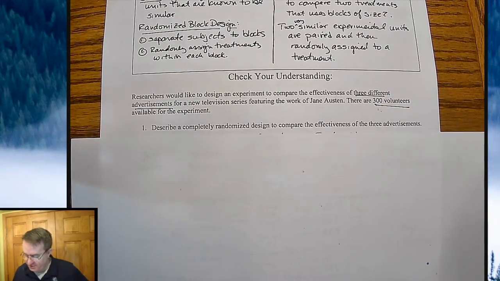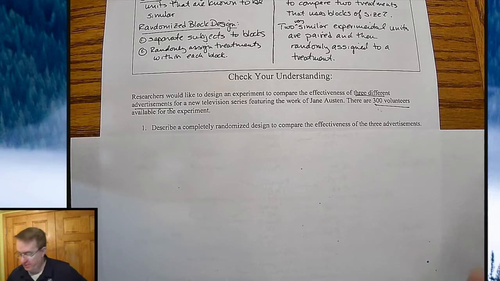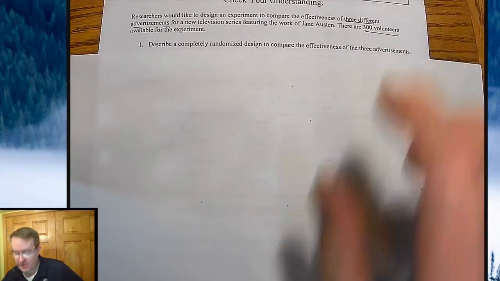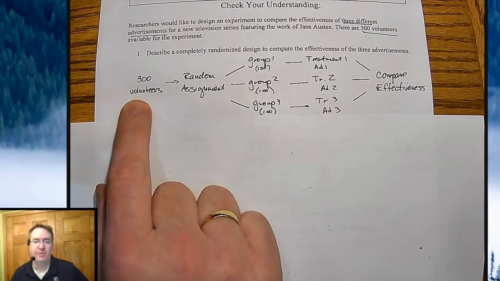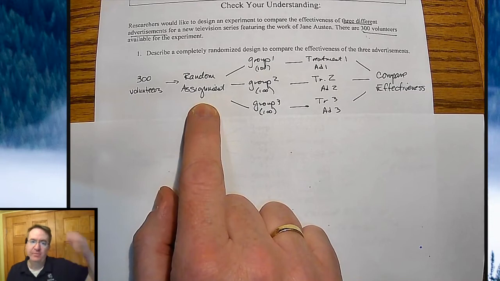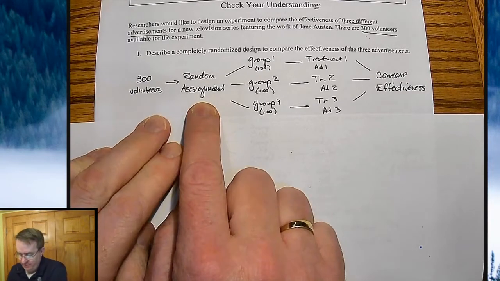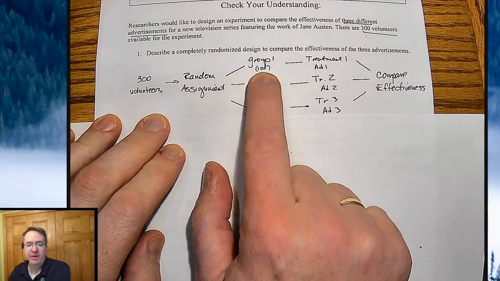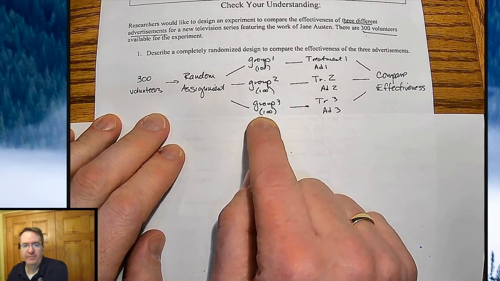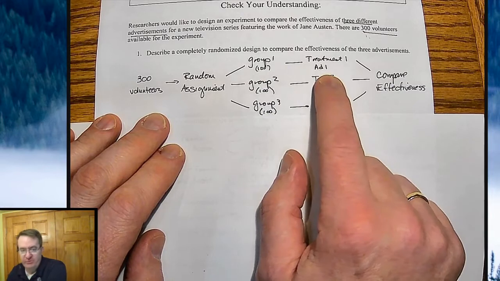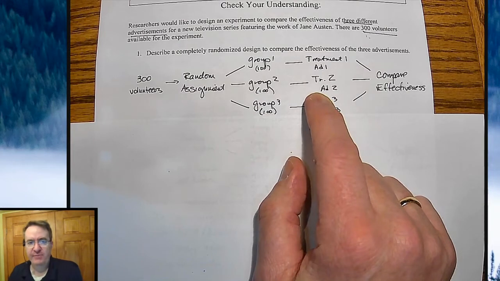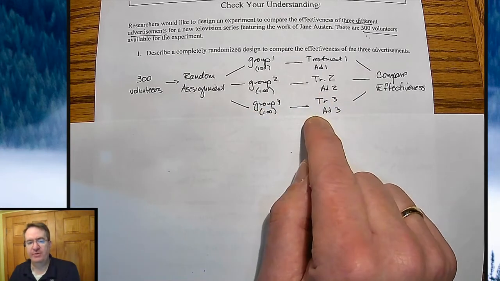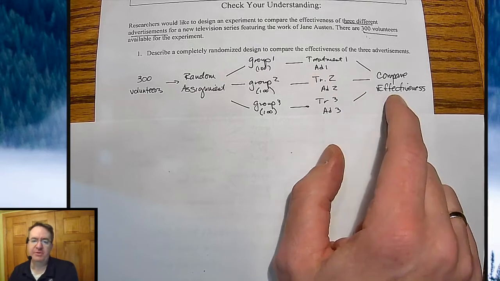The first thing that you're asked to do is design a completely randomized design to compare the effectiveness of those 3 advertisements. So that is what I came up with. You have 300 volunteers. We assign them randomly, and again, we know what that would entail. So we have simple random samples. We have one group of 100, a second group of 100, and a third group of 100. The first group gets treatment number 1, which is the first ad. The second group gets the second treatment, that's ad number 2. And then the third group gets the third ad. And then after you do all this, you're going to compare their effectiveness.